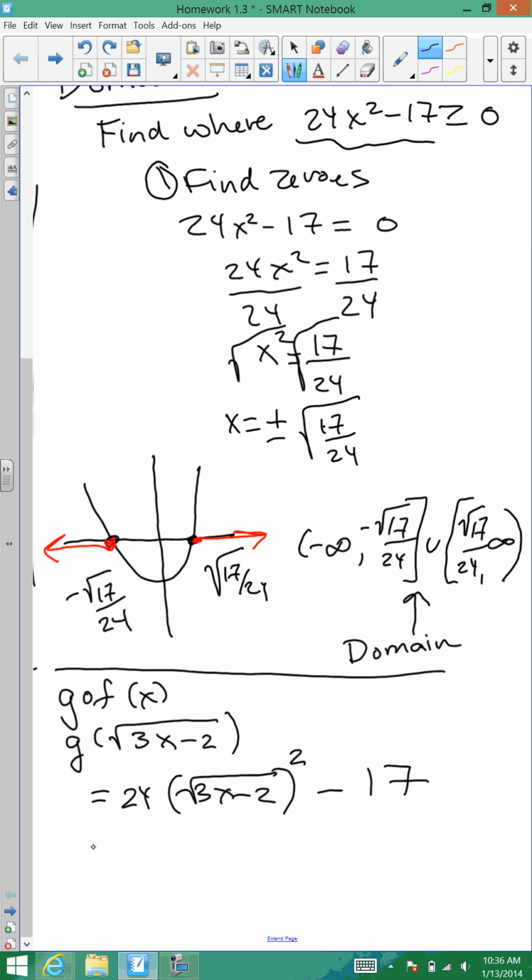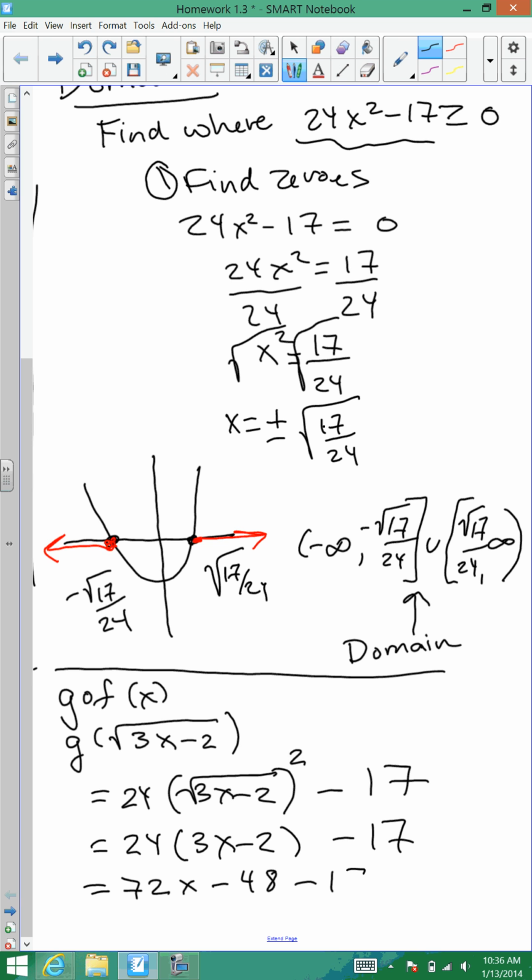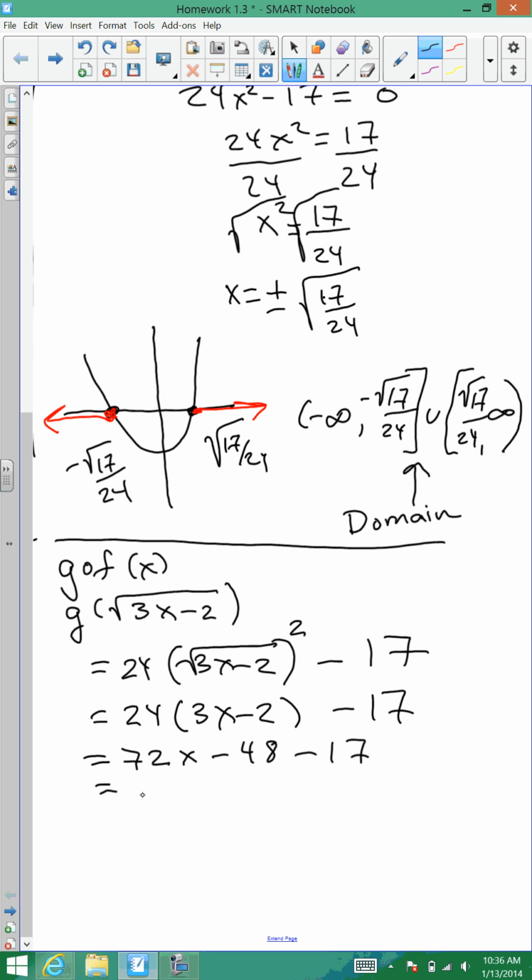So we can simplify that and we get 24 times the square root squared, which is more or less 3x minus 2, minus 17. So that's equal to 24 times 3, which is 72x minus 48 minus 17, which is equal to 72x minus, let's see, what's 48 plus 17, minus 65. So there's your function g of f. But what is its domain?